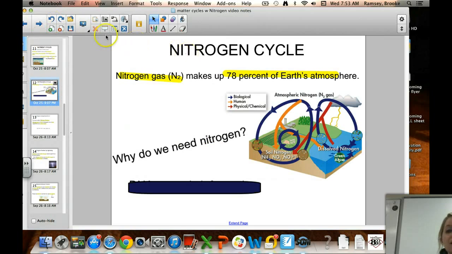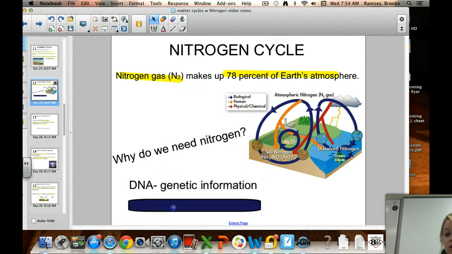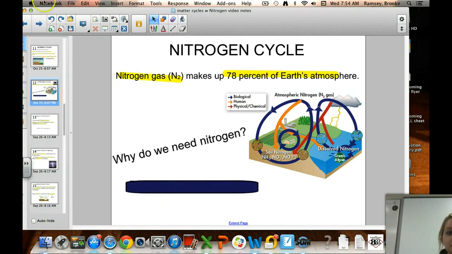So first let's look at how nitrogen is cycling. So most of the nitrogen is locked up in the atmosphere as gas. As you can see, 78% of our Earth's atmosphere is made up of nitrogen gas. Most people think it's oxygen. Well, we need that nitrogen from the air to come down to the ground so that living things can use it. So one thing that these living things need nitrogen for is DNA. Nitrogen is a component inside of all our cells within DNA molecules.